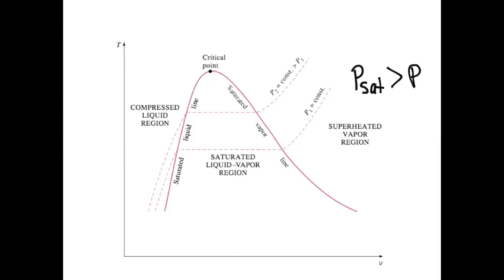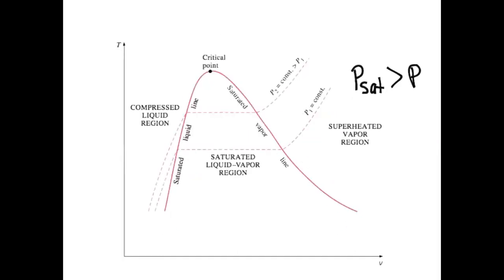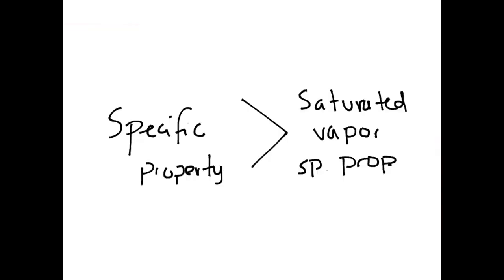So three rules once again: larger temperature than the saturation temperature, lower pressure than the saturation pressure, and any given specific property larger than the saturated vapor specific property. Then it's superheated.